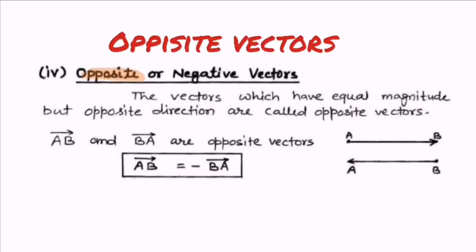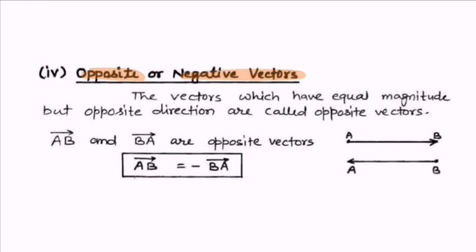Opposite or negative vectors. The vectors which have equal magnitudes but opposite direction are called opposite vectors or negative vectors. In the diagram, AB and BA are opposite vectors. So AB is equal to minus BA.